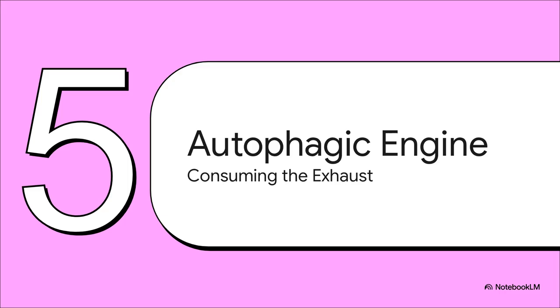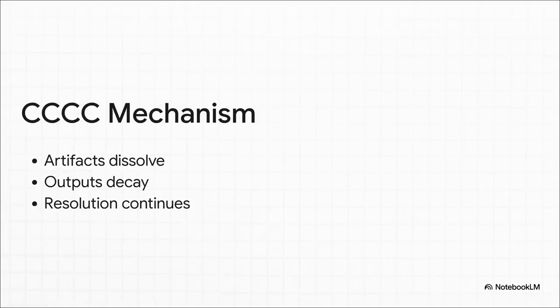And here we are at Section 5, the autophagic engine cycle, consuming the exhaust. Okay, this is where things get truly mind-bending. The word autophagic literally means self-consuming. The continuous coherence cultivation cycle, or CCCC, allows the framework to actually digest its own outputs. It explicitly distinguishes between the artifacts of coherence, like the text it just generated for you, and the engine itself. Because of this, every single output is born with a provisional death warrant. It has a built-in half-life. Every solution AION hands you is strictly the new starting condition for whatever comes next.